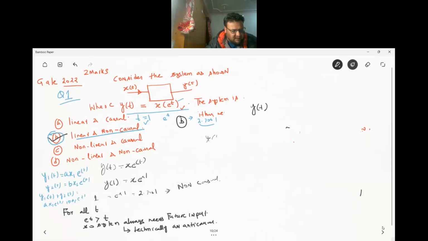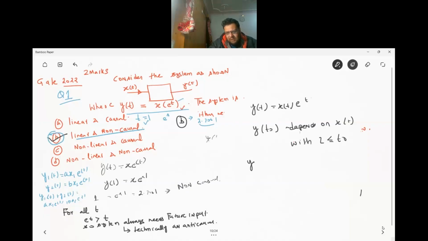So if you have the system y of t is equal to x of t into e power t, in this case you notice that y of t naught depends upon x of tau with the value of tau less than or equal to t naught. If you put t value here, y of 2 is equal to x of 2 times e power 2. Why is this different? See, this is a constant multiplier now. This becomes 2.701, but your input and output times are the same, right? So whatever value, y of minus 1 becomes equal to x of minus 1.